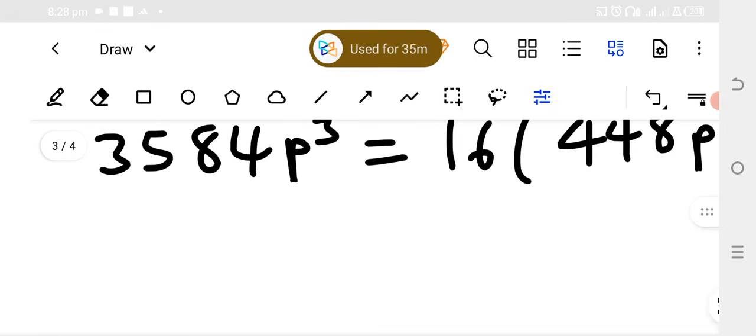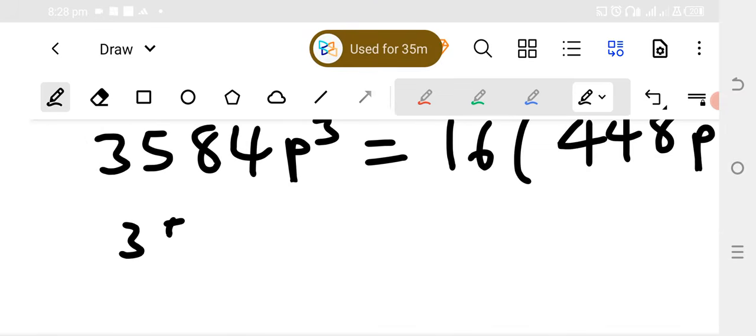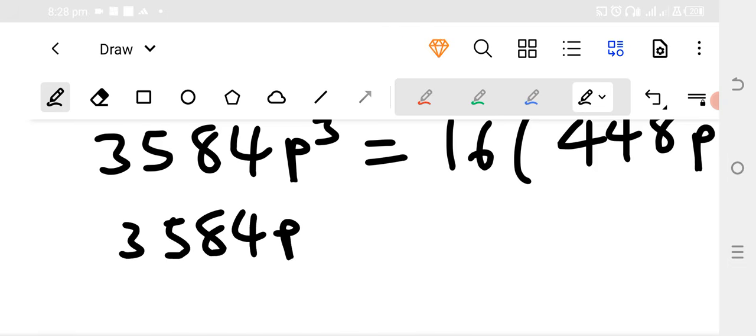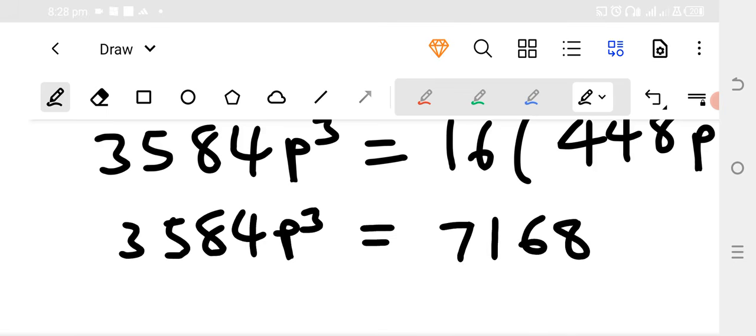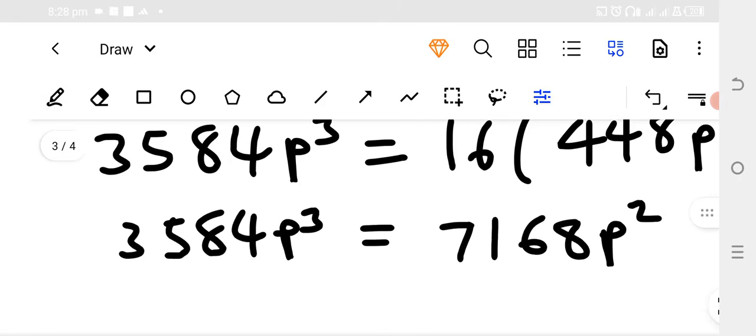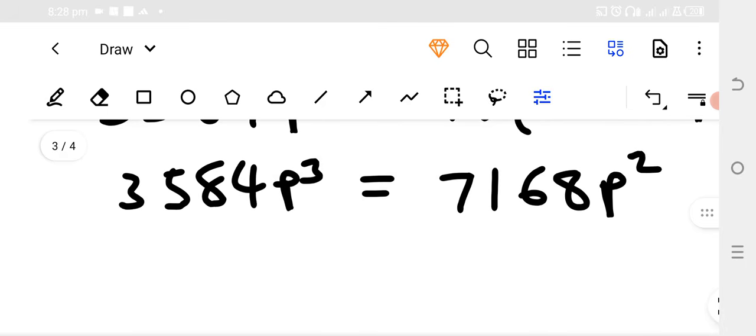Yeah. Then here we'll just write 3584p cubed is equal to 448 times 16. It will be 7168p squared. Simple as that. And then to continue, we are going to have this expression where we're trying to find the value of p.